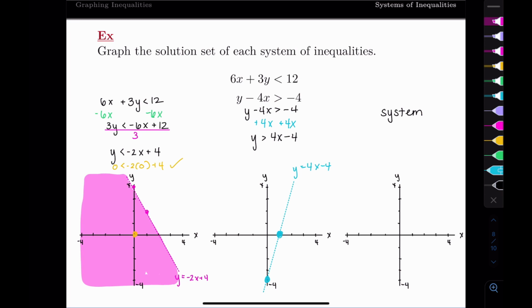When it comes to figuring out which region to shade, it tells me I can pick y values that are bigger than this line, so I can pick the stuff above the line. But again, pick a test point. 0, 0 is a good one still. And if I plug that in, I would get 0 is greater than 4 times 0 minus 4, which is 0 is greater than negative 4. So this one does indeed work. And I get to shade above or to the left of this line.